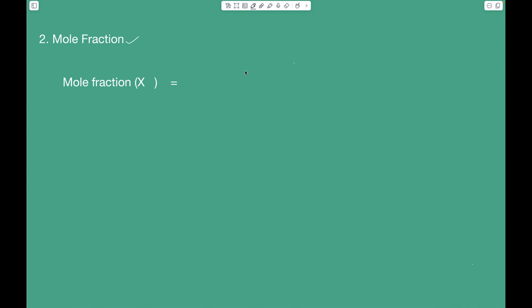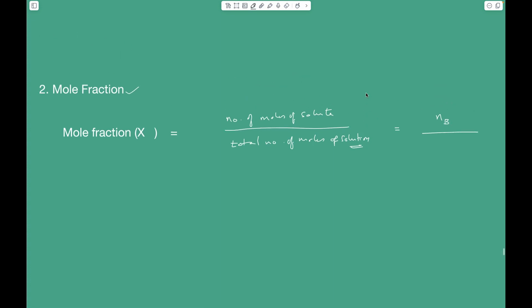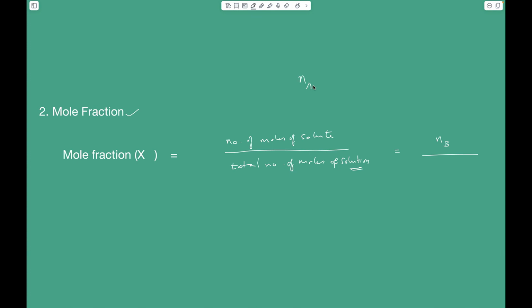So the mole fraction of solute in a solution will therefore be the ratio between the number of moles of solute and the total number of moles of solution. Pay attention to this. Now let us denote the number of moles of solute with Nb. How do you get the total number of moles of solution? Let us say the number of moles of solvent is Na, number of moles of solute is Nb. Then the total number of moles of solution is Na plus Nb.